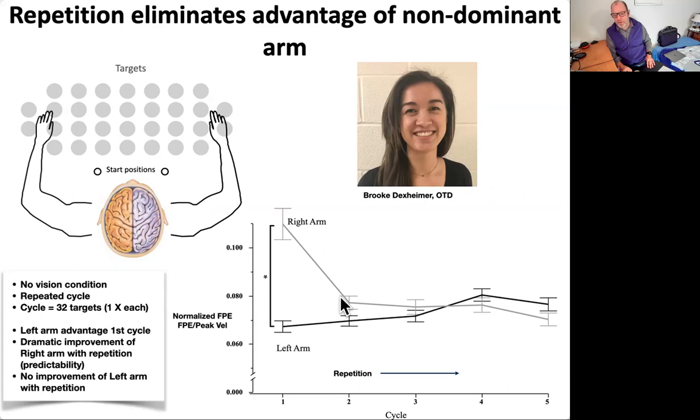But as you get more and more experience, there's a kind of crossing where the right arm, or dominant arm, becomes better, or at least the same as the left arm in final accuracy.